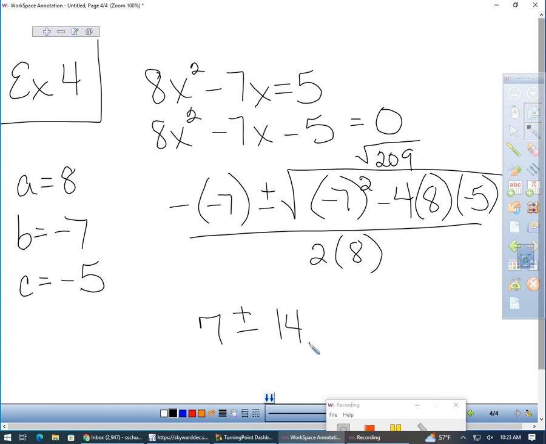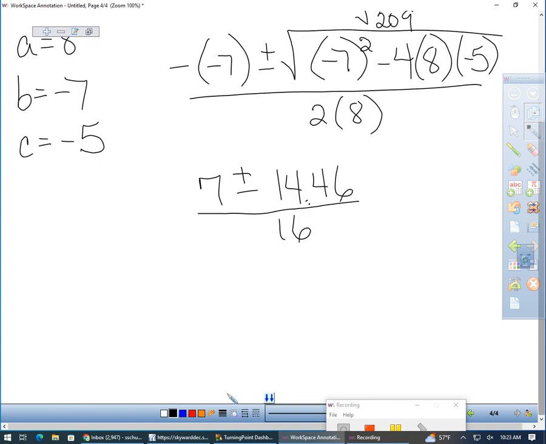Let's go 2 decimal places. 4, 5, 4, 6. 14.46, all over 16. Are we okay here? So this is one that didn't come out as an exact square root, which is fine. Okay, I want you to go to 2 decimal places. So now we're going to do 7 plus 14.46 divided by 16, and 7 minus 14.46 divided by 16.